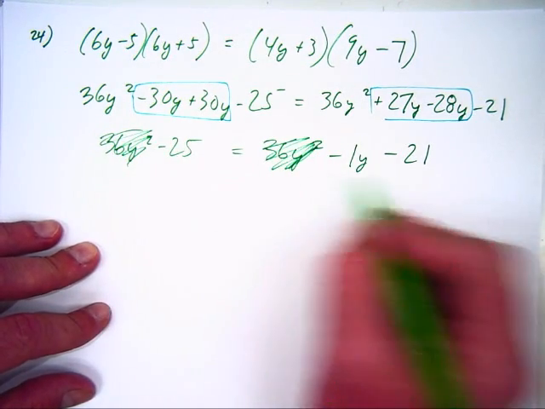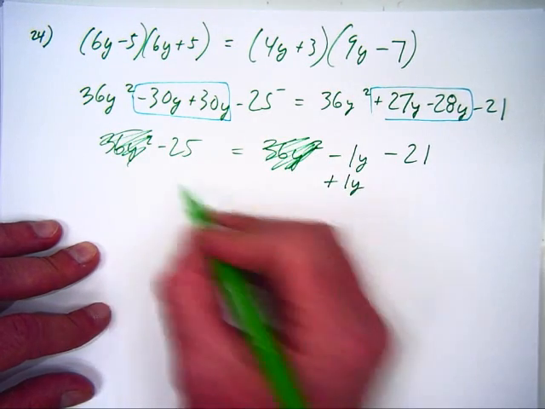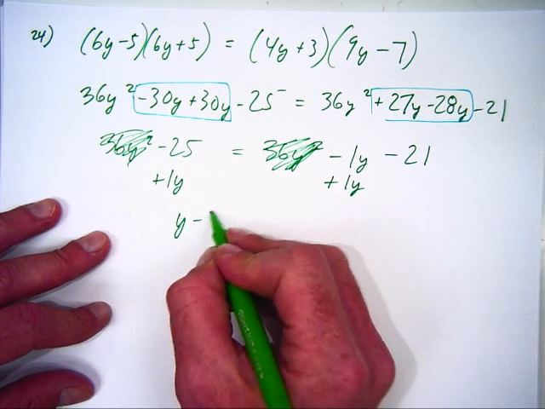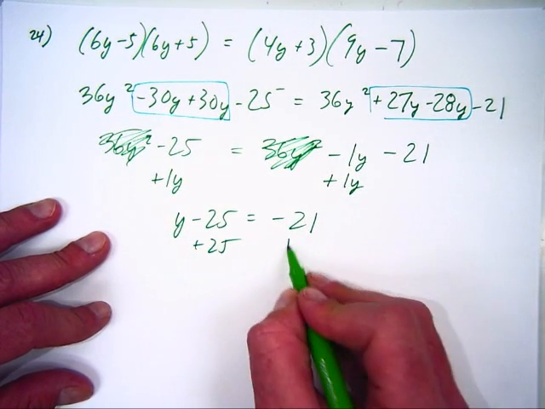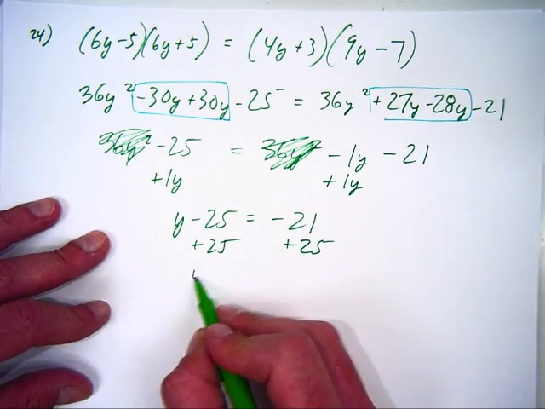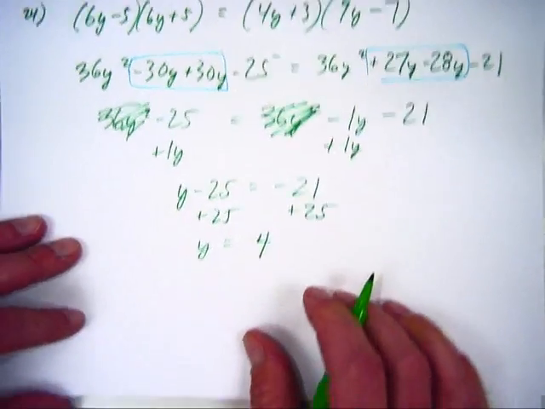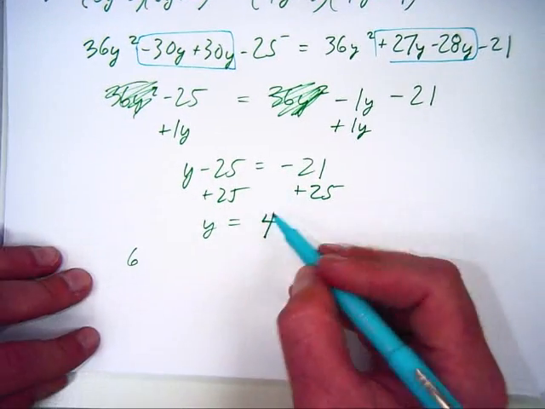I'm going to add, let's see what I'll do. Since I want to get rid of this negative 1y, I'm going to add 1y. Add 1y here just to make it positive. So I have y minus 25 equals negative 21. I'm going to add 25 on both. I get y equals 4. So let's plug in 4 and see if it works. So let's say 4 is our answer now.